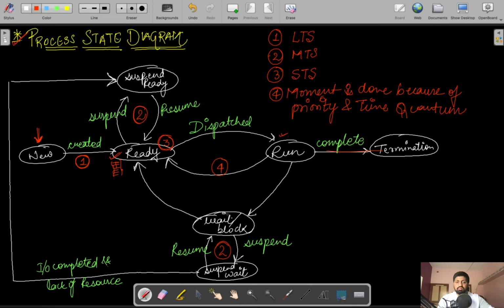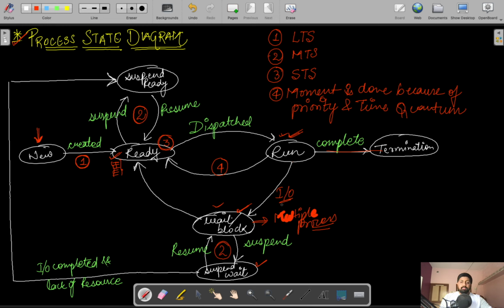Now the twist arises when the process in the running state requires some IO operation to be done. Then it moves to the wait or block state. In the wait or block state, there can be multiple processes running IO operations, and if any one of them wants resources that are not available, it is suspended and moves to the suspend wait state. After the resources are satisfied, it is moved again to the wait or block state. So basically this is the simple operation of running, wait block, and suspend wait for IO operations.